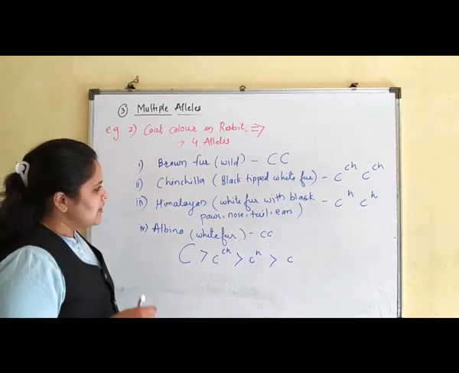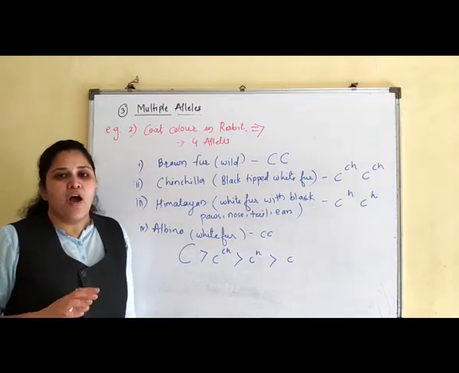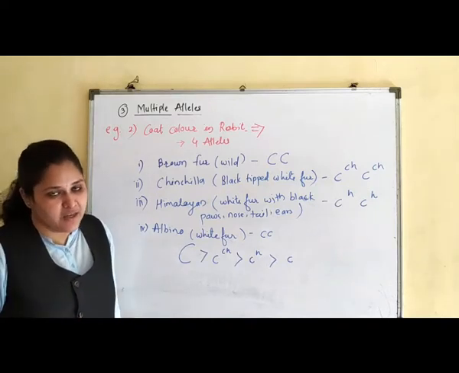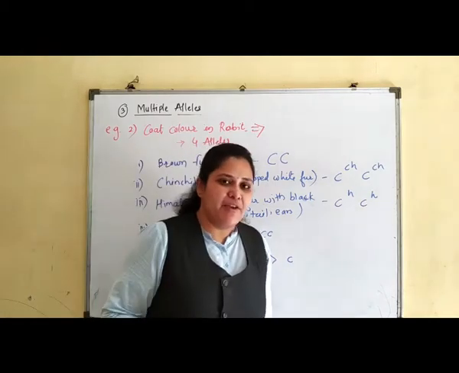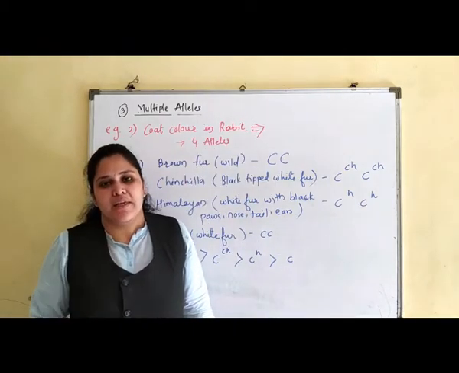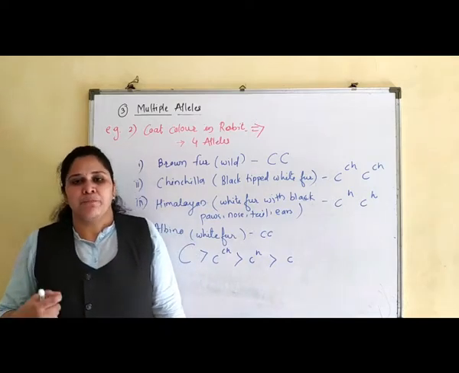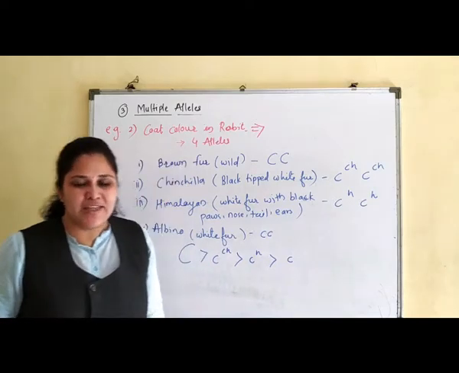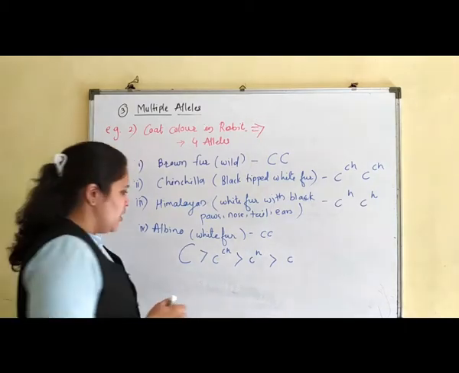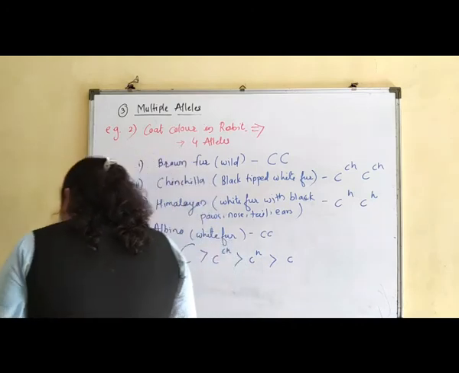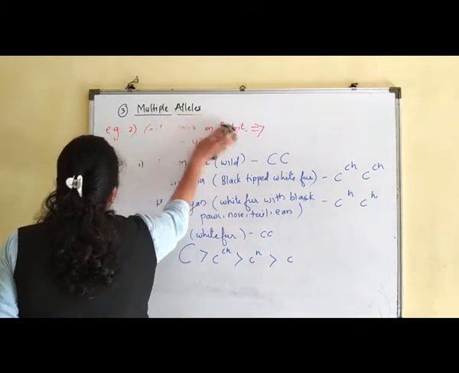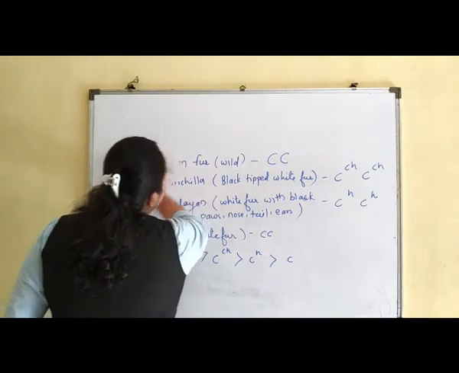Fine. So as this coat color is regulated by 4 different alleles, this is the example of multiple allelism. According to Mendel, every character is governed by 2 alleles, so this is the exception. There are some traits in which a gene has more than 2 alleles. So this is multiple allelism. Now let's see the next type of interaction, that is lethal genes. Fourth one, that is lethal genes.